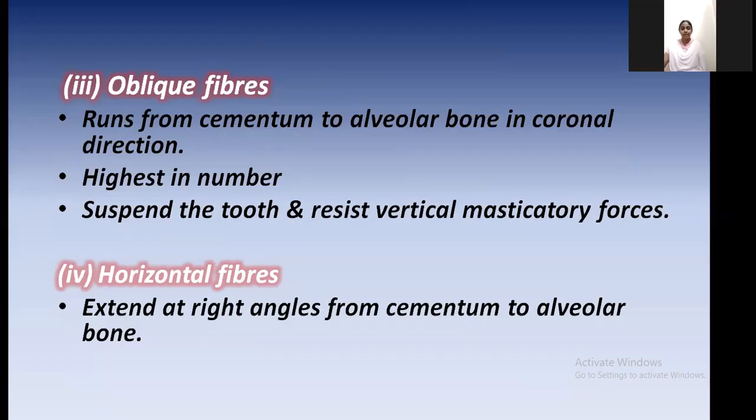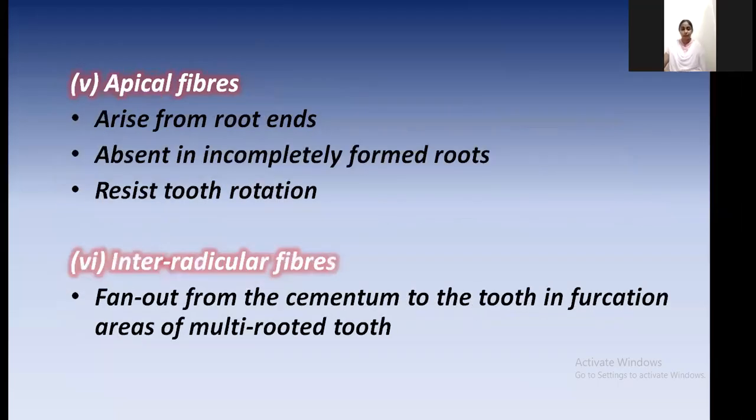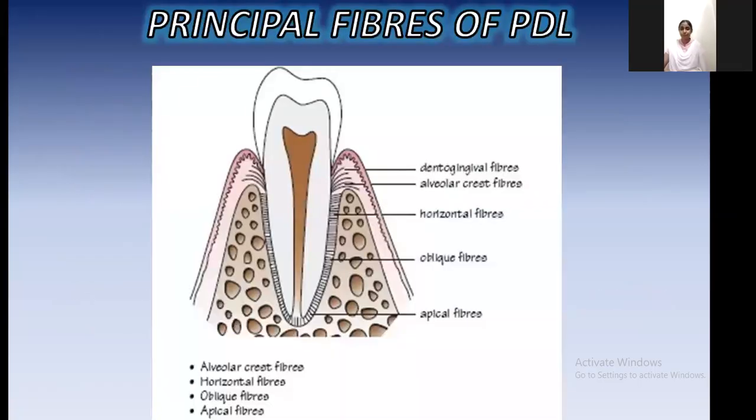Horizontal fibers. They extend at right angles from the cementum to the alveolar bone. Apical fibers. They arise from the root ends. They are absent in incompletely formed roots and they resist tooth rotation. And the last one, interradicular fibers. They fan out from the cementum to the tooth in the furcation area of multi-rooted tooth. Principal fibers of PDL are given in this image. Apical fibers are here, oblique fibers, horizontal fibers, alveolar crest fibers.